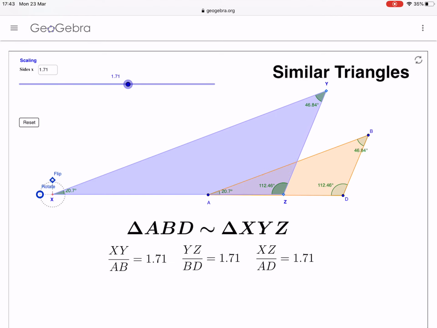So if we go to 2, they're the same shape. The angles make sure of that, but the size is different. But the size is proportional. Each side has the same proportion of 2. See, XY over AB is 2, YZ over BD is 2, XZ over AD is 2. You can see that at the bottom. So that means it's still proportional, which means they are similar. That is basically what we're talking about here.